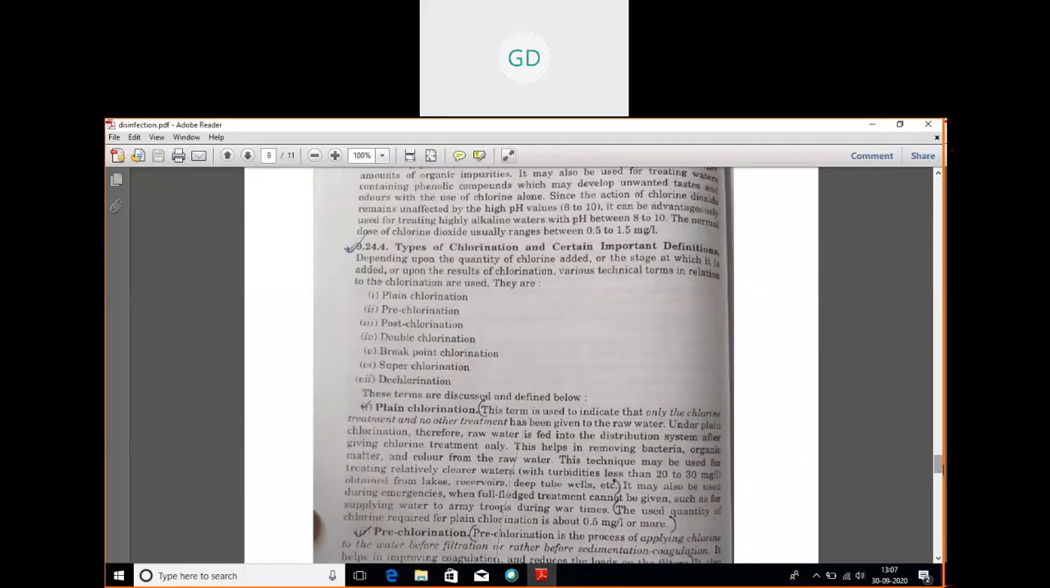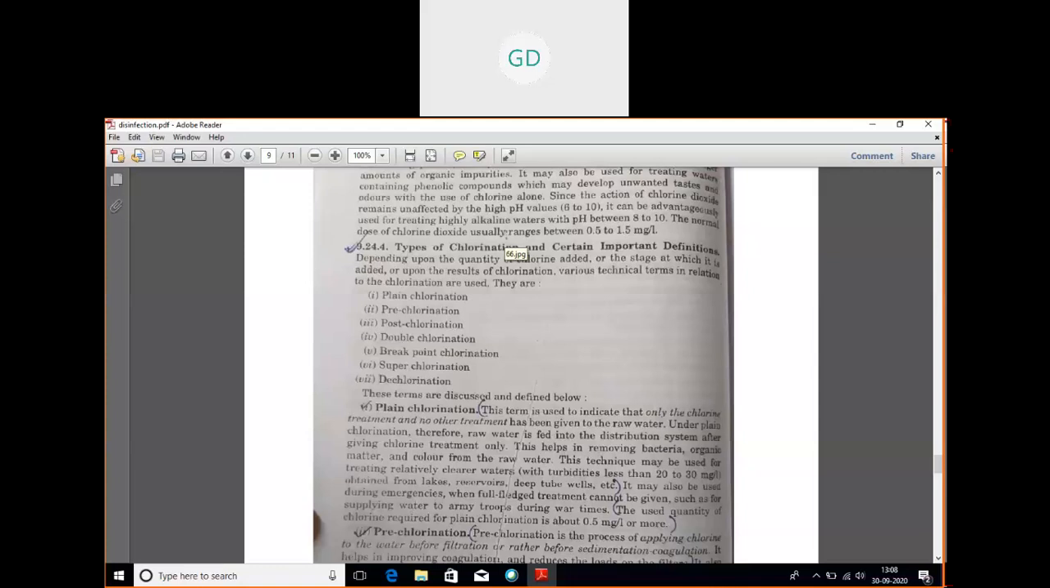Okay, so types of chlorination. We need to quickly finish it up. So types of chlorination you see here. There are seven types of chlorination: plain chlorination, pre-chlorination, post-chlorination, double chlorination, breakpoint chlorination, superchlorination, and dechlorination. So what is plain chlorination?